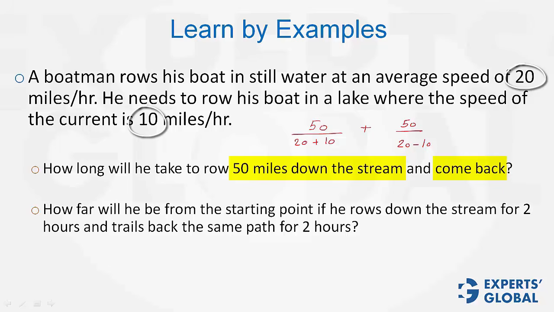So 50 divided by 20 plus 10. That is 5 divided by 3 plus this is 5. So it turns out to be 20 divided by 3 hours, or 6 hours 40 minutes. The answer is 6 hours 40 minutes.